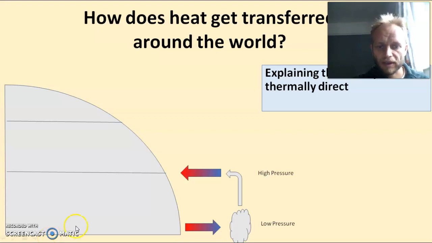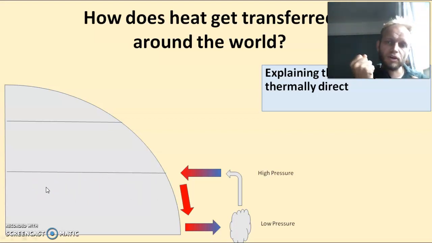The last part of the Hadley cell is that air then circulates back as trade winds towards the equator, because air always moves from high pressure to low pressure. If you think about me blowing up a balloon, there's high pressure inside the balloon, I let go of the balloon, and then that air comes out of the balloon into the low pressure area in my room. So air will move back from high pressure to low pressure, and that creates our Hadley cell.